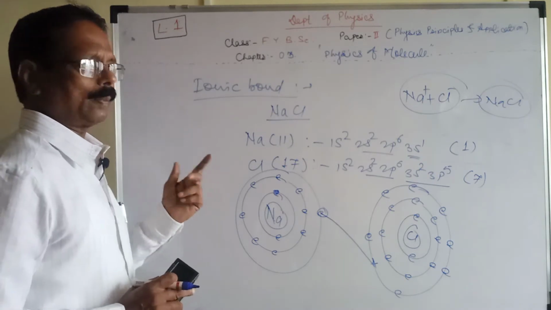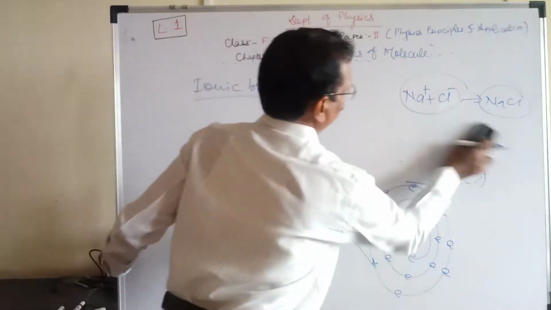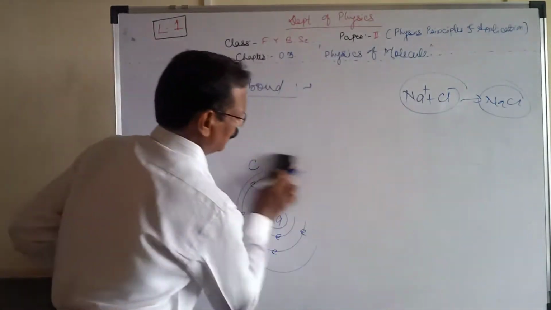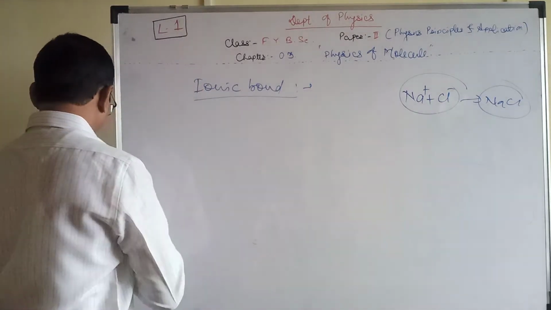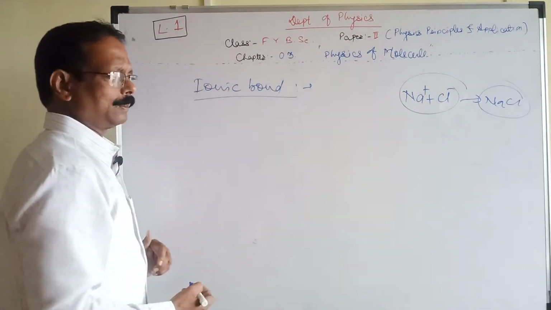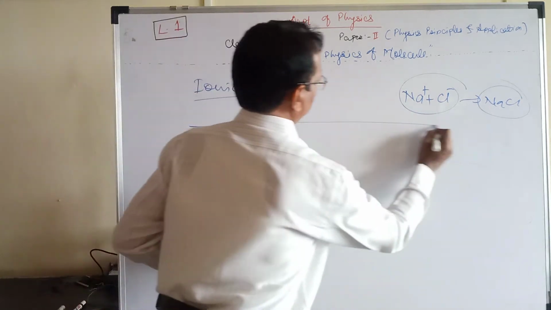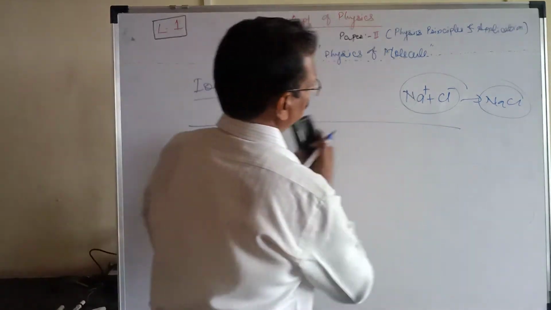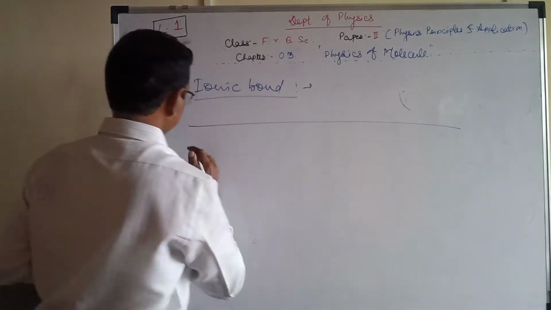Then we have to see a number of examples of the ionic bond. This is the first example. Before that, I want to tell you something about who can donate and who can accept. So we can draw this chart here.